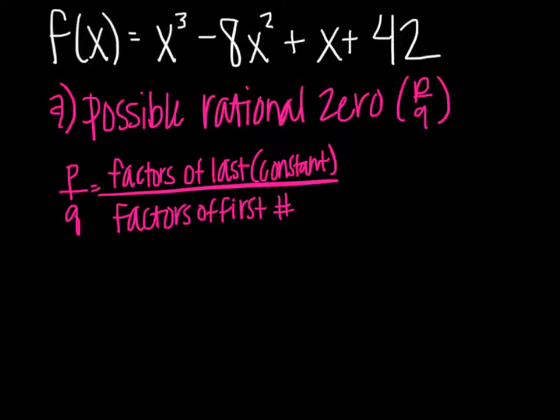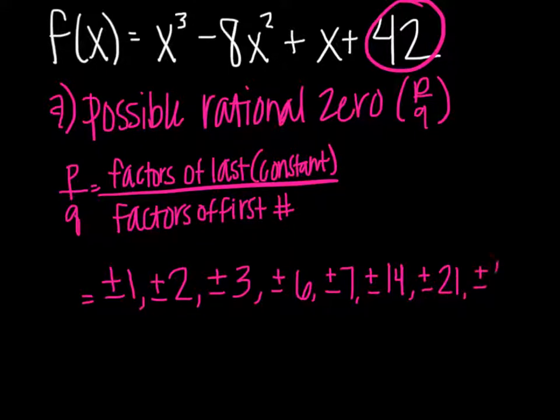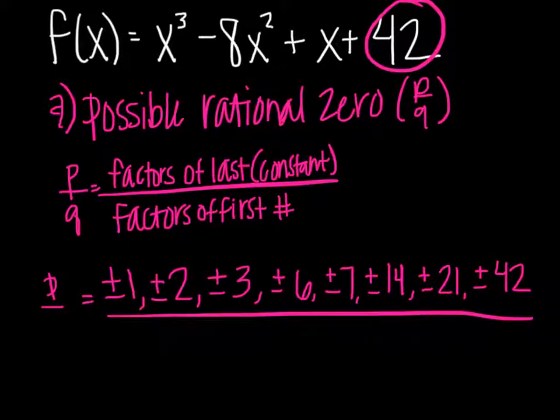So for P, we're going to look at 42, and we're going to list all the factors of 42. So this is positive and negative 1, positive and negative 2 goes into 42, 3 goes into 42, 4 doesn't go into 42, 5 does not, 6 does, 7 does, and now we're on the back side, so we've got positive and negative 14, positive and negative 21, and positive and negative 42. Those are all P values, factors of 42.